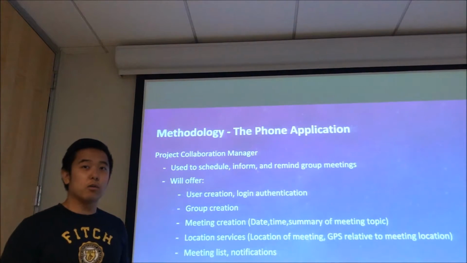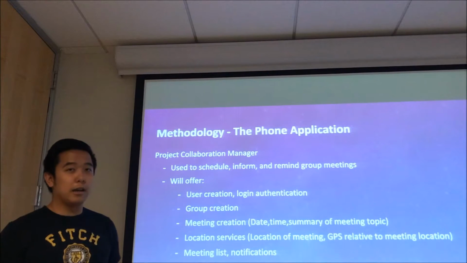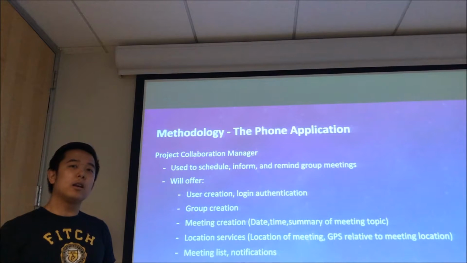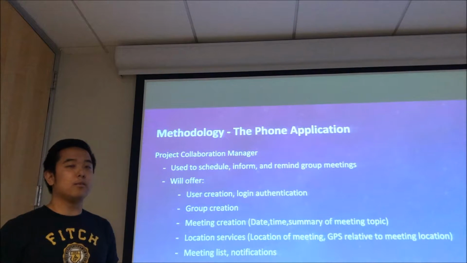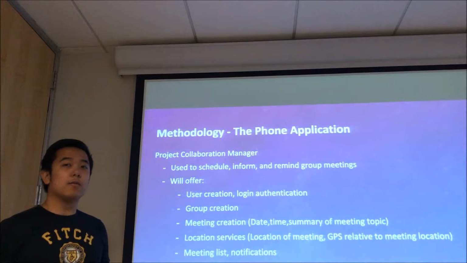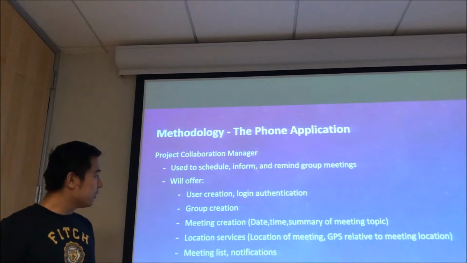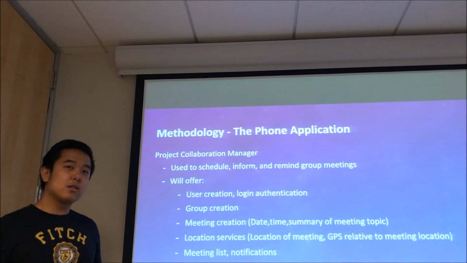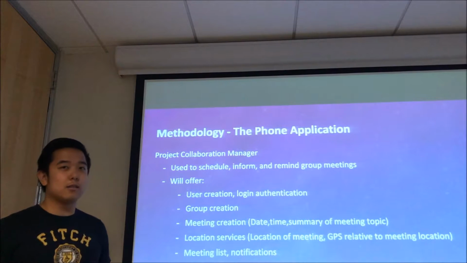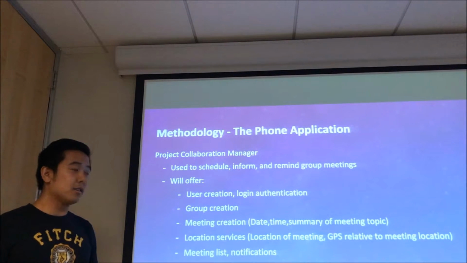Once they have created a group, the group leader can create a group meeting, which will comprise a brief summary, a meeting location, and a meeting time. Once this is created, the smartphone application will notify the other members of the group. This phone application shall also support location services, such as the GPS of the location, as well as the time of the meeting.